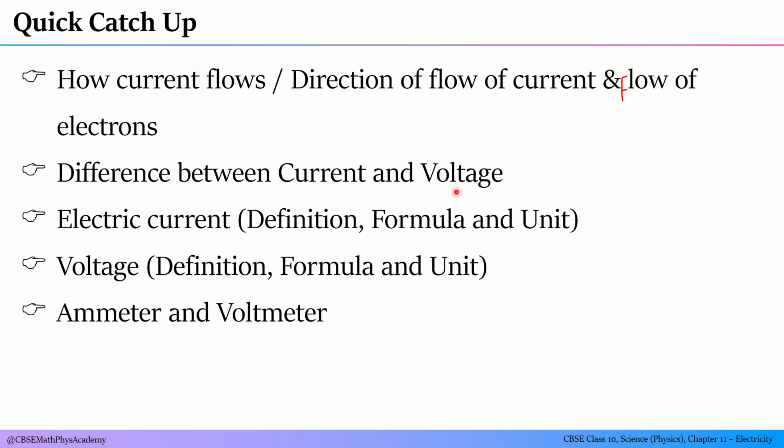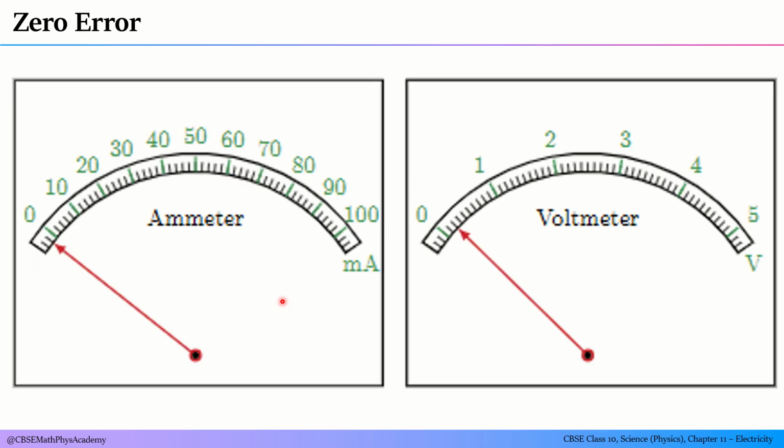One is the cause and the other is the effect. Then we have seen in depth the definition of electric current, the formula, unit, and what is 1 ampere of current. Also, we have covered the same definition, formula and units for voltage, and what 1 volt means. We covered the measuring instruments for both current and voltage in the previous video, that is the ammeter and voltmeter. In this video, we will continue to cover zero error in measuring instruments.